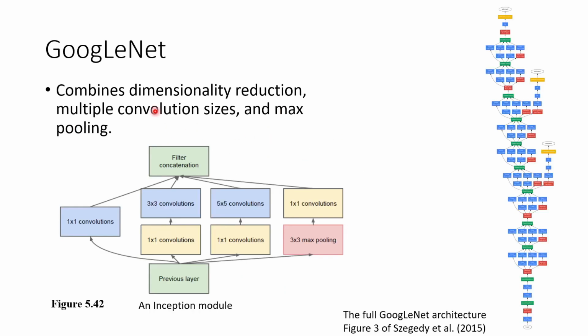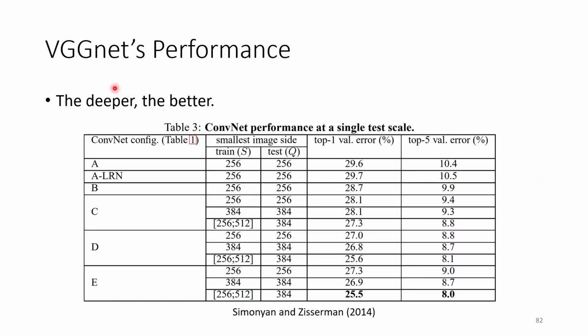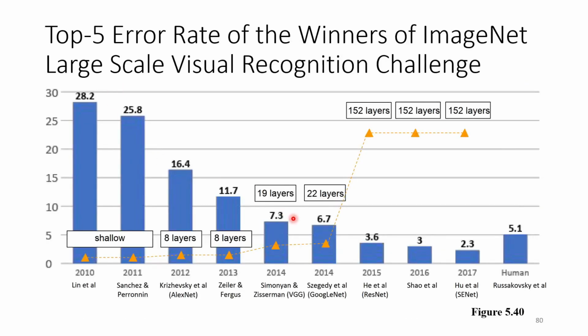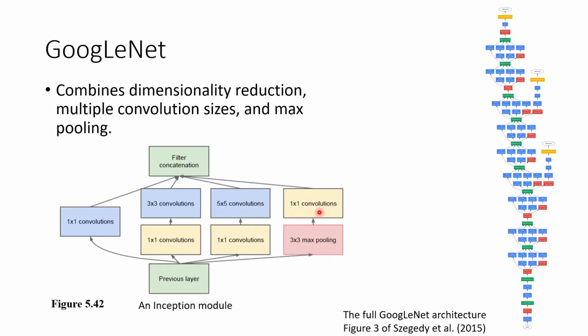Okay, so this is GoogleNet. It was also published in the same year as VGGNet. So let's look at the performance. GoogleNet and VGGNet are slightly close to each other, but GoogleNet is deeper. There are 22 layers. And this is the full figure of GoogleNet. So there are 22 layers. Now let's take a closer look.